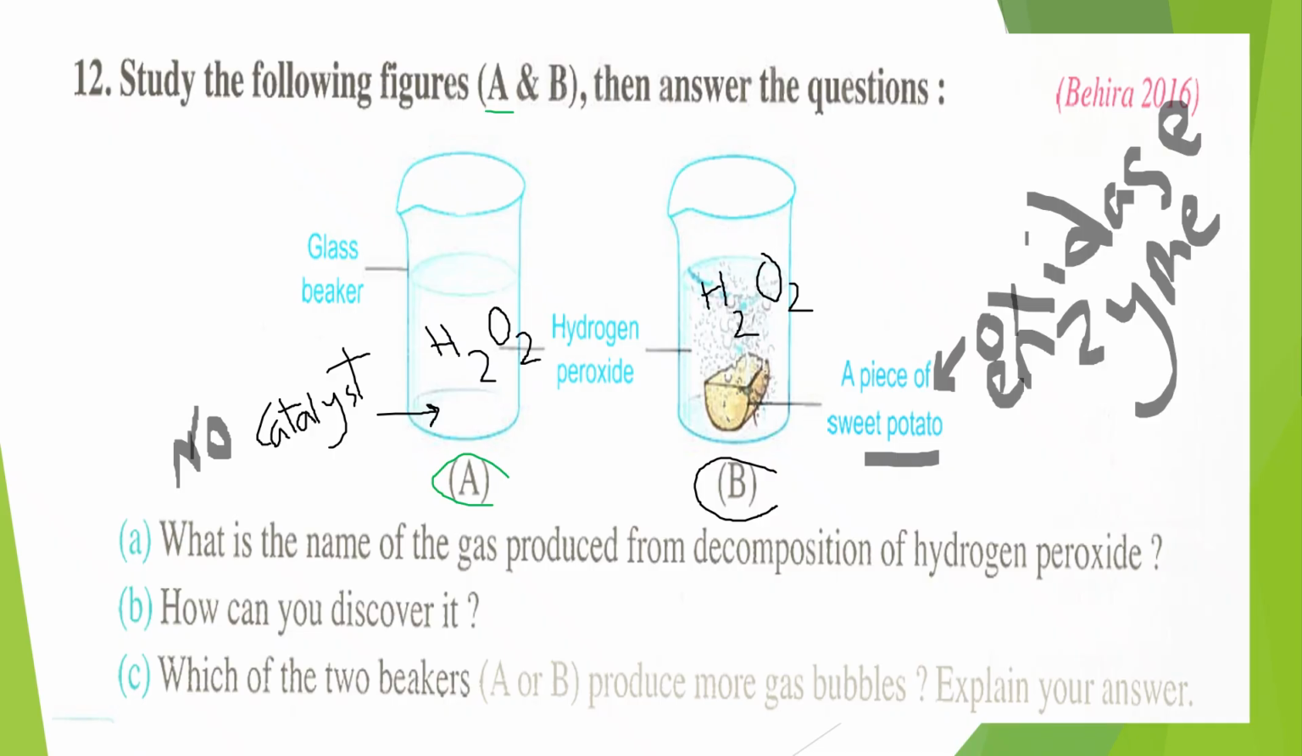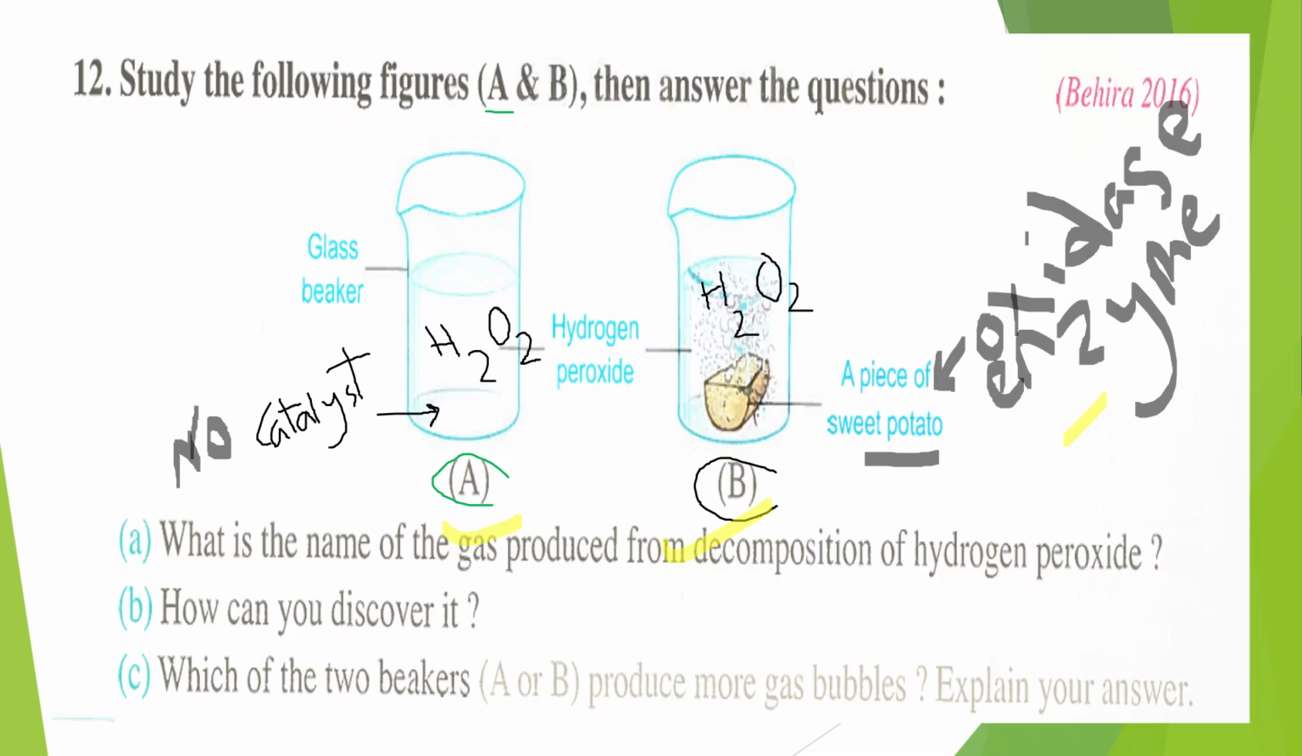So the reaction here will be faster. In figure A or figure B, for sure it will be faster in figure B due to the presence of the oxidase enzyme as a catalyst. This catalyst is found in the piece or in the slice of sweet potato. Up till now, we didn't read the question.